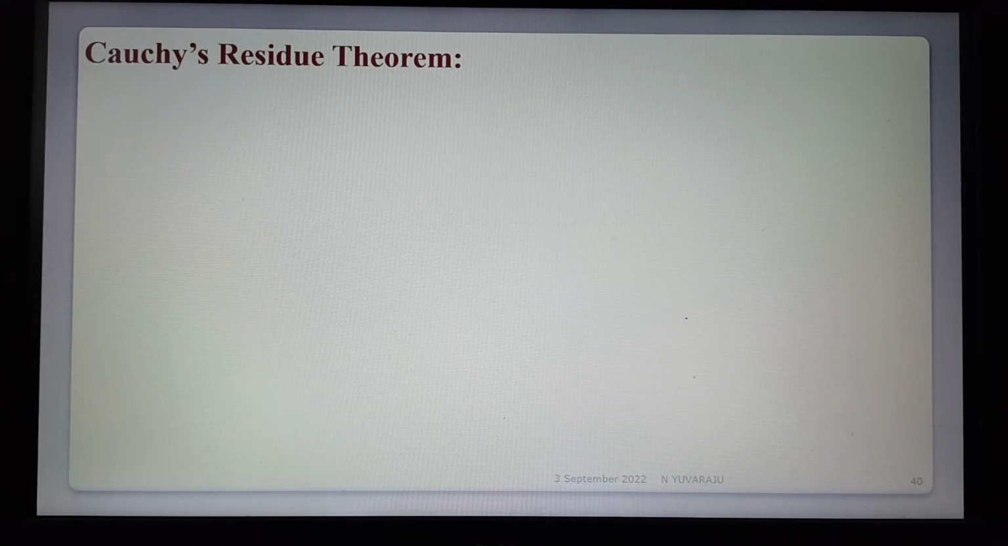Hi students, today in this lecture we are discussing the topic Cauchy's residue theorem. In the previous lecture we discussed the residue of an analytic function. In this theorem, we are finding the integration of a given complex variable function. So how do we find the complex variable integration?